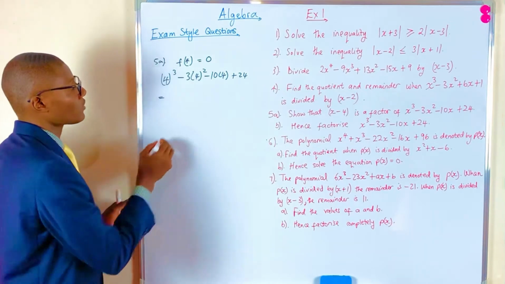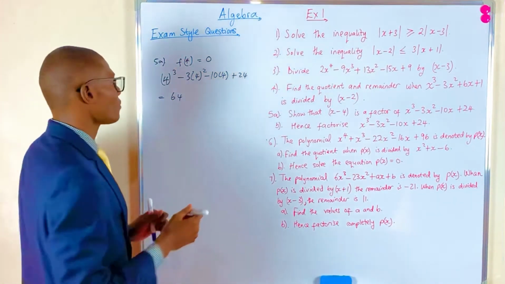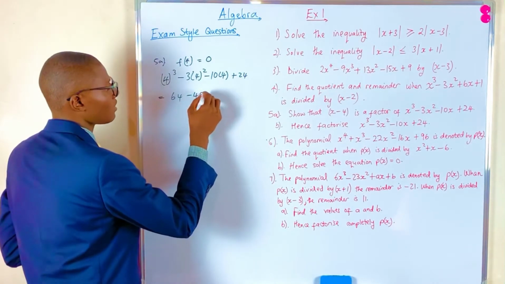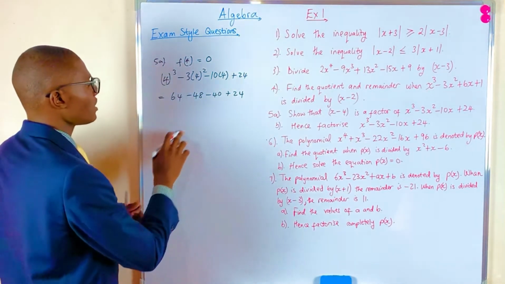This will be equal to 64. Then 16 times 3 is 48, minus 48, minus 40 plus 24. Which if you subtract here, we get what?